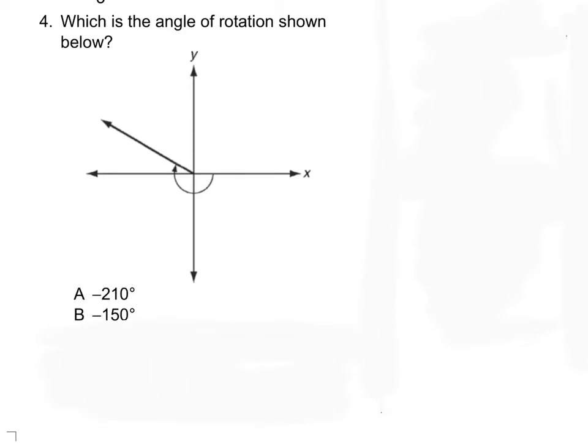So starting from 0, which is your positive x-axis, as you go in the negative direction, first you hit negative 90 degrees, followed by negative 180. So obviously it's already past the negative 150 option for letter B. So the only option left would be A, negative 210.